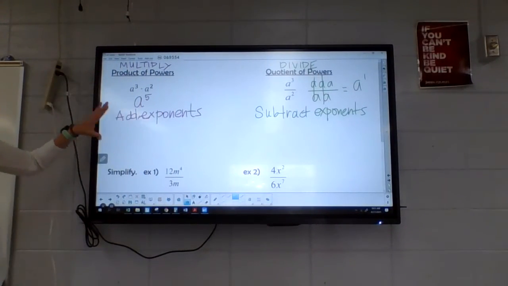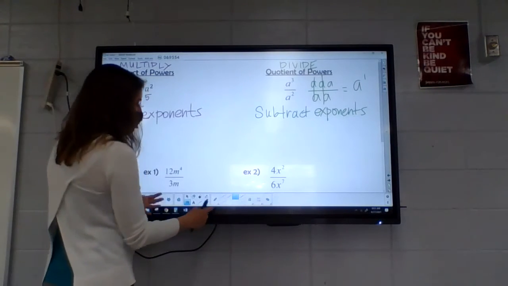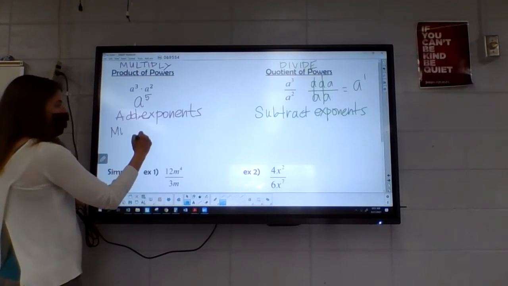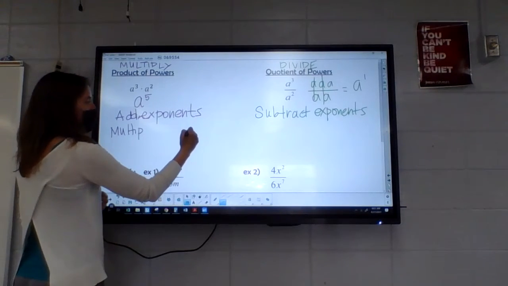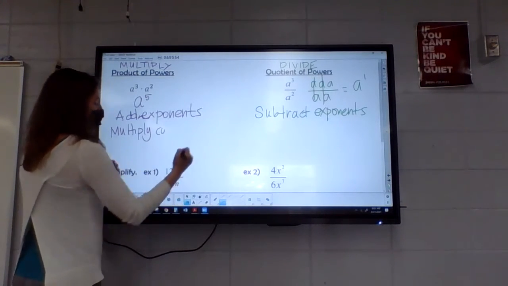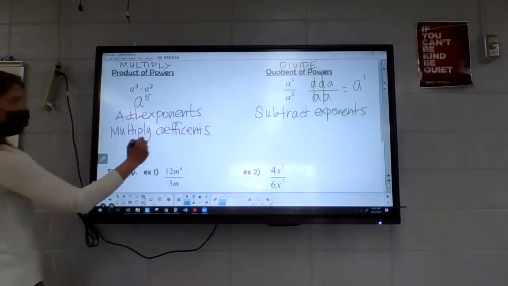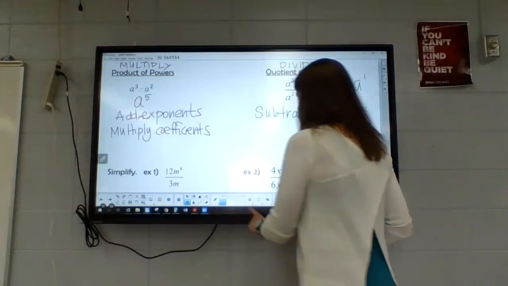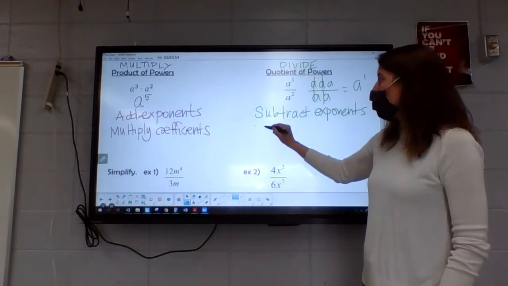Over here, if you recall, we still multiplied the coefficients. So if there were coefficients, we'd have to multiply those. That was our rule yesterday. We don't have any coefficients in that problem. Now with division, like we multiply the coefficients here, we're going to divide or simplify the coefficients.